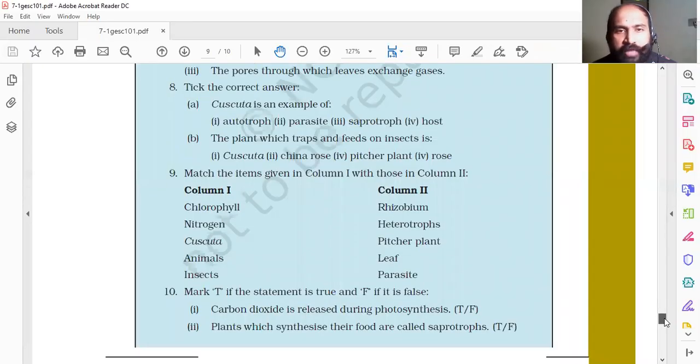Next question is this one. The plant which traps and feeds on insects is, of course, the pitcher plant. Pitcher plant is an insectivorous plant. So the answer is pitcher plant.